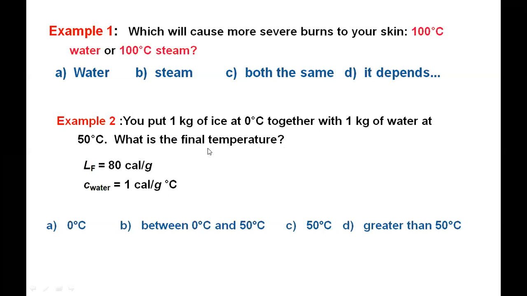Another example: you put 1 kilogram of ice at 0 Celsius together with 1 kilogram of water at 50 Celsius. What is the final temperature? And L_F equals 80 calories per gram, and C for water equals 1 calorie per gram Celsius.